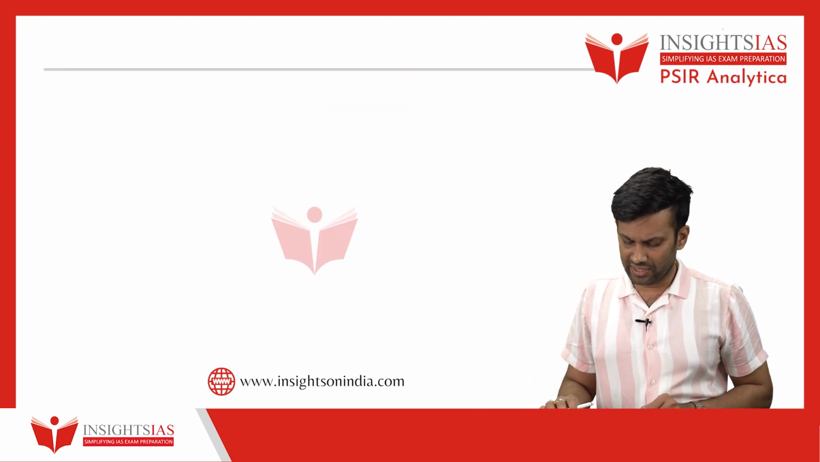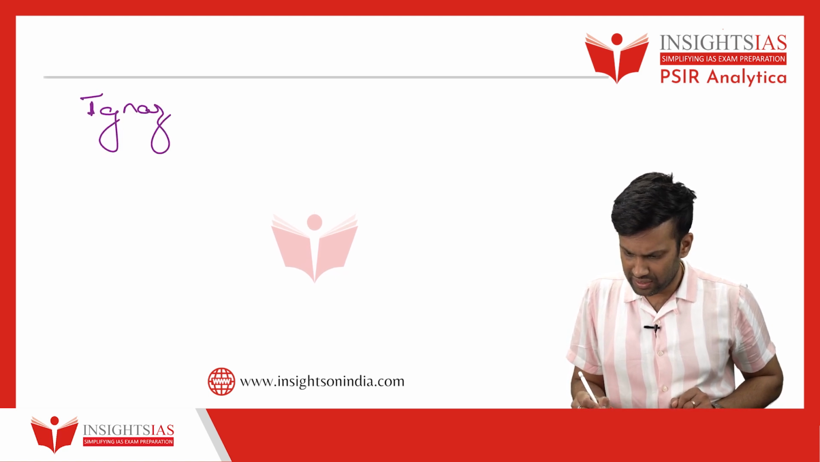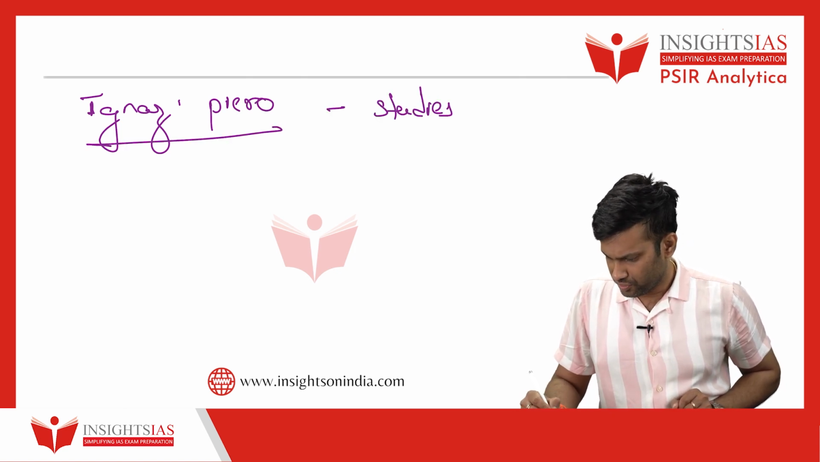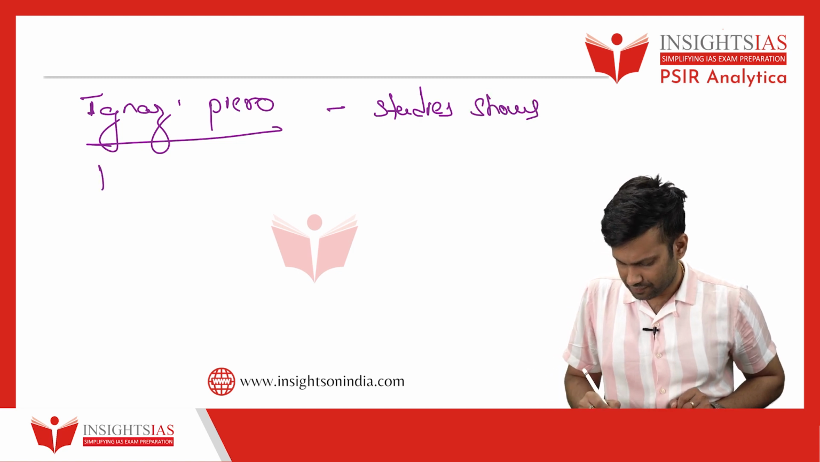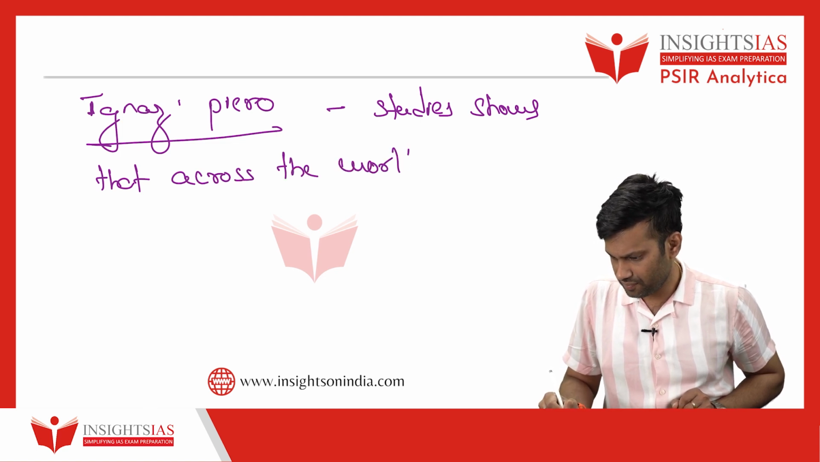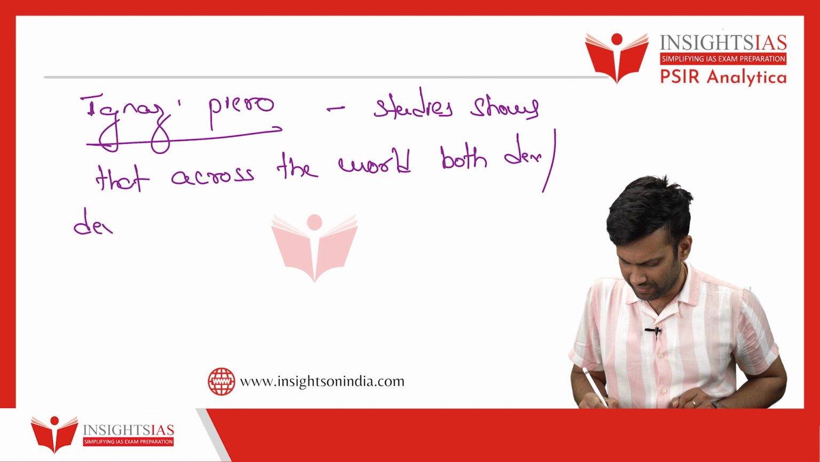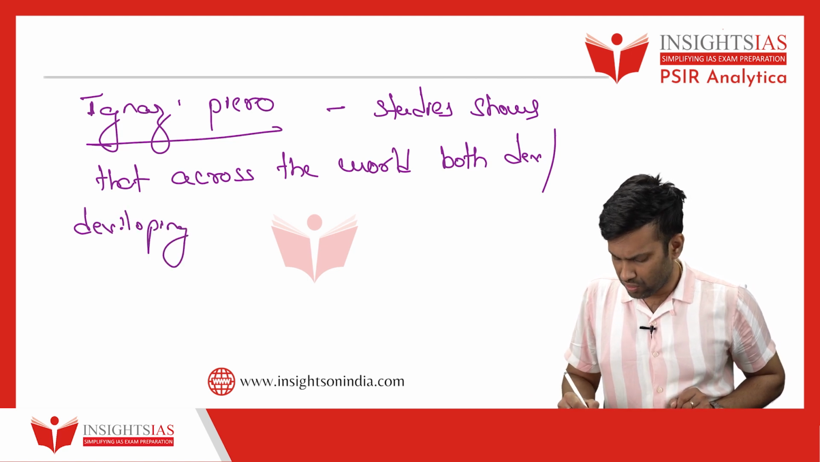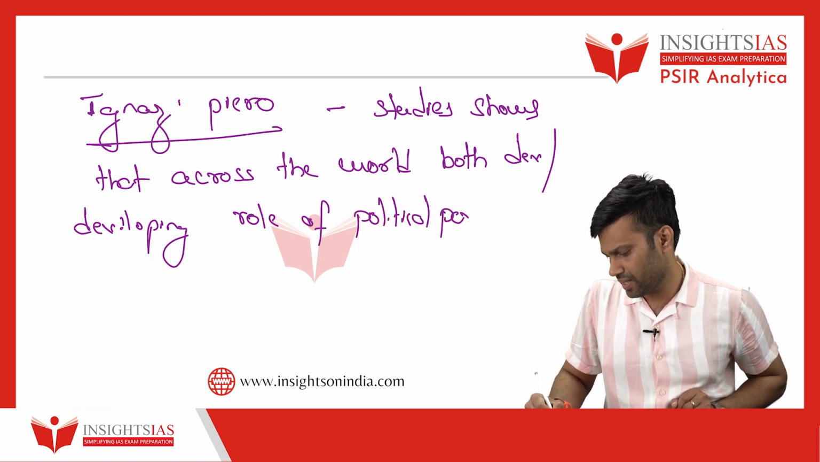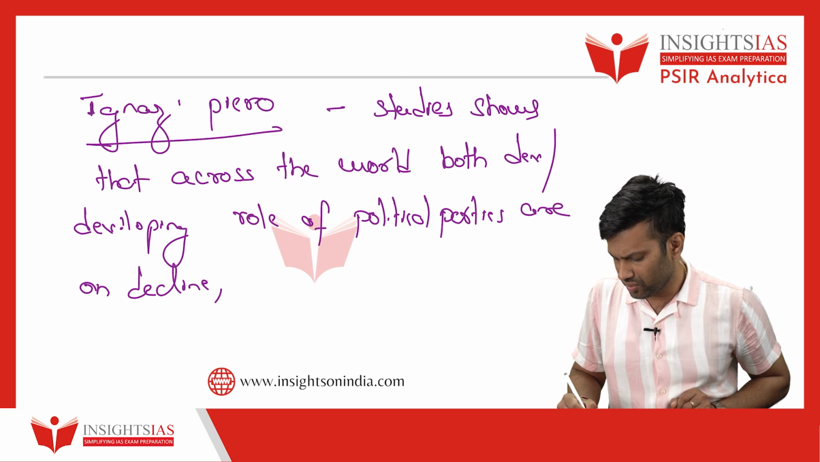So finally, you can conclude your answer that irrespective of differences, according to Ignacy Sachs, his studies show that across the world, both in developed as well as developing societies, the role of political parties is on decline and they are going through a legitimization crisis.